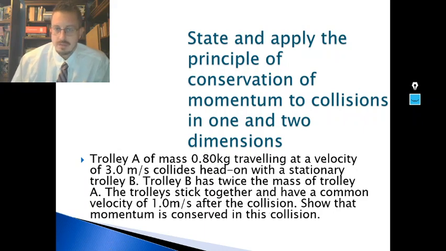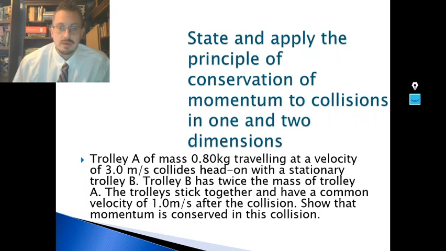State and apply the principle of conservation of momentum to collisions in 1 and 2 dimensions. And so here we have an example of trolley A of mass 0.8 kilograms traveling at a velocity of 3 meters per second, collides head-on with a stationary trolley B. Trolley B has twice the mass of trolley A. The trolleys stick together and have a common velocity of 1 meter per second after the collision. Show that momentum is conserved in this collision.